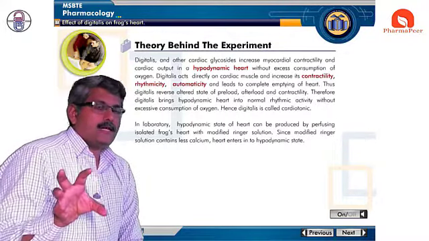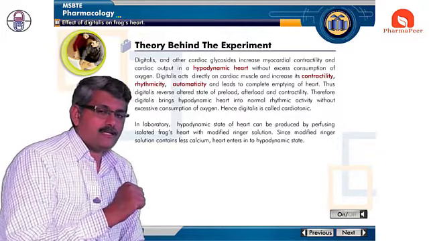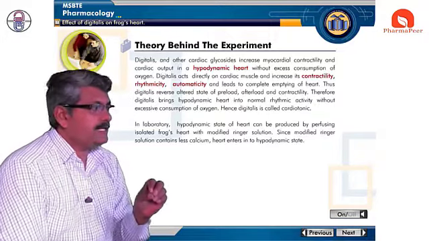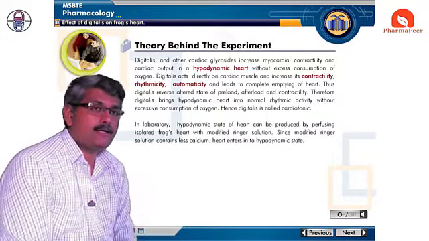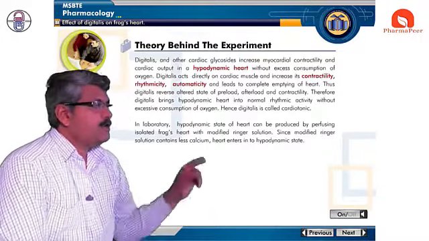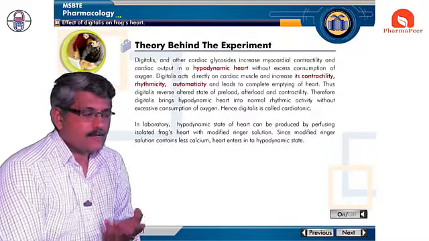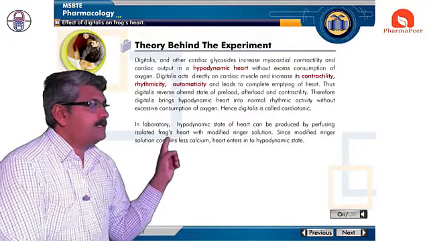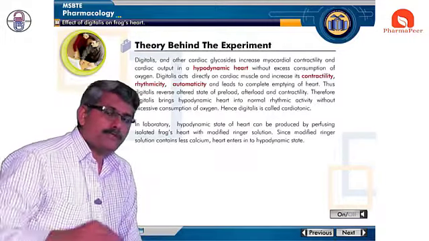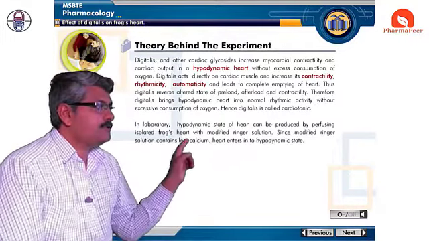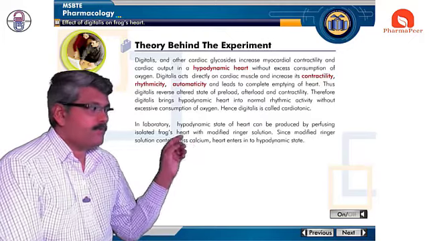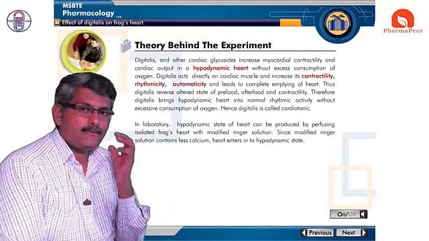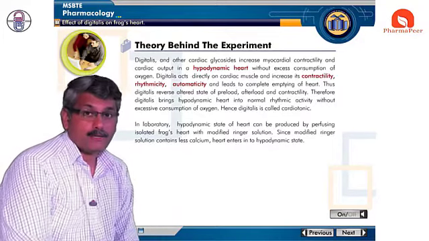Now, this is the theory that we had seen in the theoretical part. So for that purpose, how will you judge it? We need to create a heart in the laboratory, a heart in a hypodynamic state. So in the laboratory, how will you create it? In the laboratory, the hypodynamic state of the heart can be produced by perfusing an isolated frog heart with modified Ringer solution. Modified Ringer solution contains 1/4 quantity of calcium as that of the normal Ringer solution.